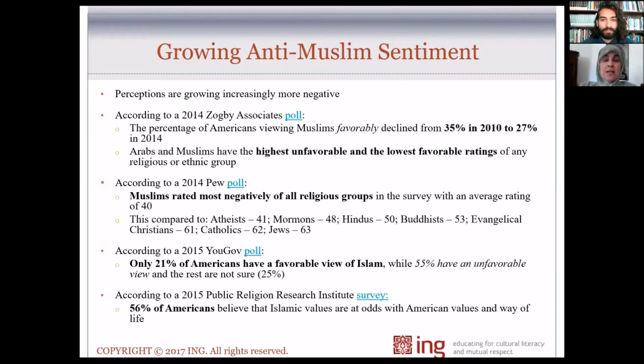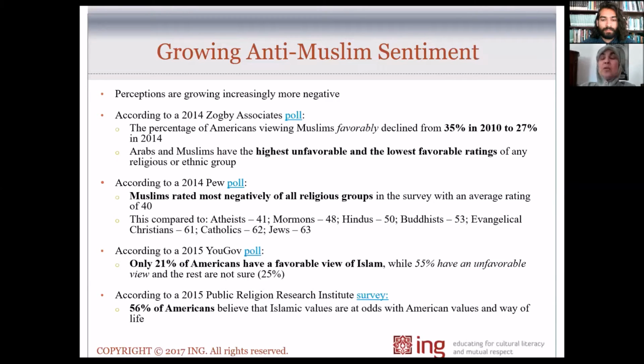This growing anti-Muslim sentiment is very clearly demonstrated in a couple of polls as far back as 2014, which showed a distinct drop in favorable views about Muslims from 35% in 2010 to 27% in 2014. According to that poll, Muslims and Arabs had the highest unfavorable and the lowest favorable ratings. A similar poll in 2014 put Muslims again as most negatively rated of all religious groups, even 1 point below atheists. And then a 2015 YouGov poll showed that only 21% of Americans have a favorable view of Islam.